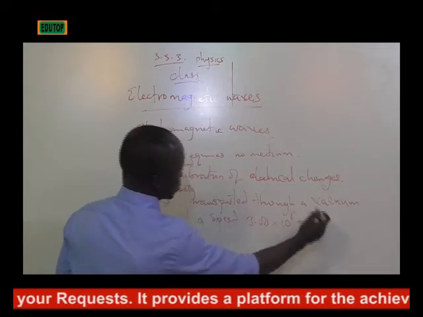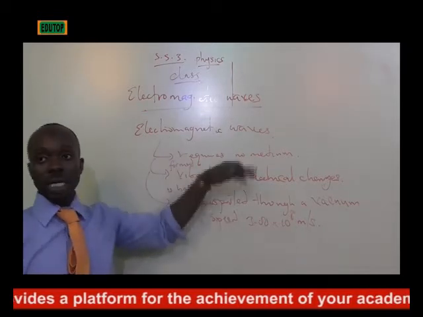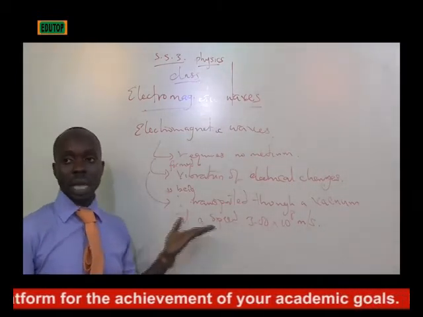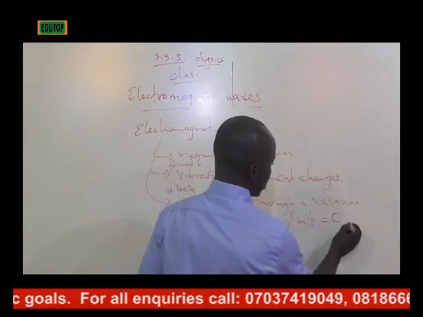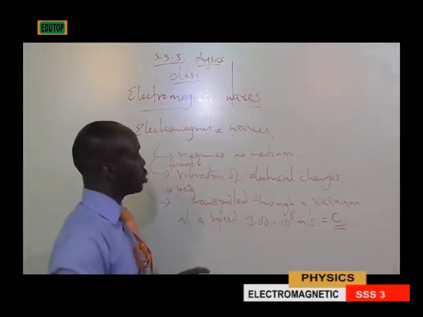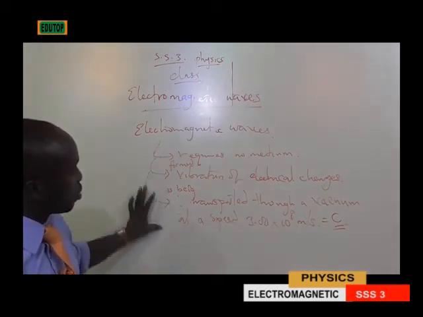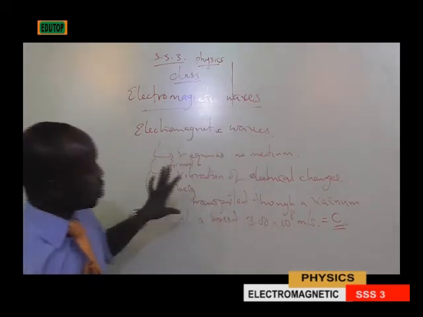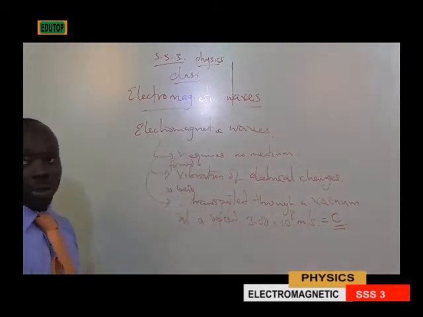8 meters per second. These are the major properties being exhibited by an electromagnetic wave. A lot of other properties are involved. Do you understand? Now, a speed value commonly represented by the symbol C. This speed value is represented by symbol C. That is the speed of an electromagnetic wave. So at this junction, these 3 to 4 properties of electromagnetic waves are giving us in-depth knowledge and understanding of what electromagnetic waves actually mean.